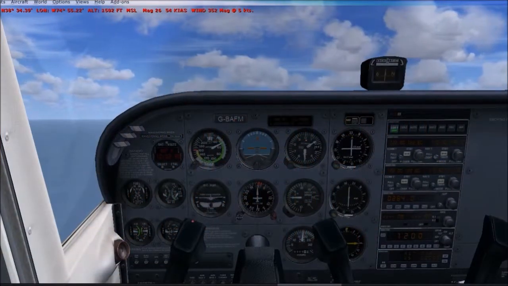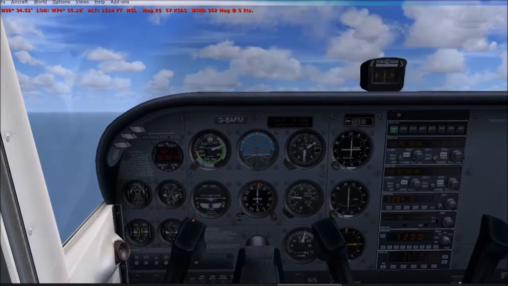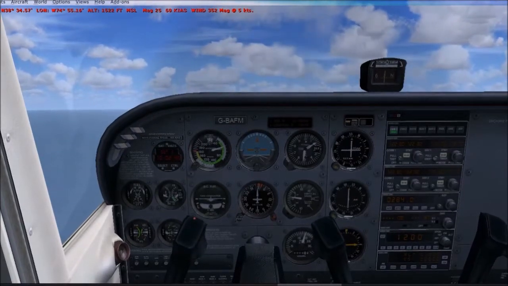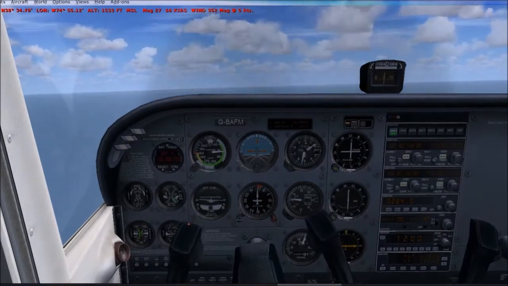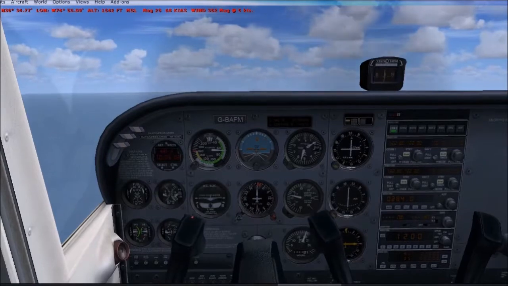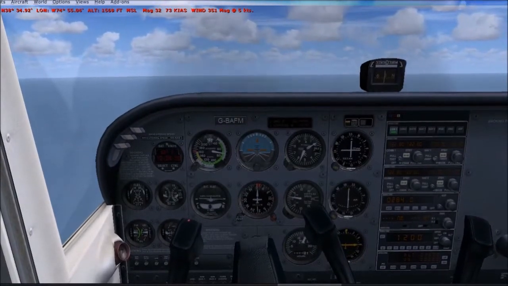So here I am in my Cessna Skyhawk, level at 1,500 feet. Notice how nose up I have to be at this speed to maintain altitude. I'm just over 50 knots, which is slightly above the stall speed of the aircraft in this configuration. So now I'm increasing the throttle to show how you can trade off airspeed for angle of attack.